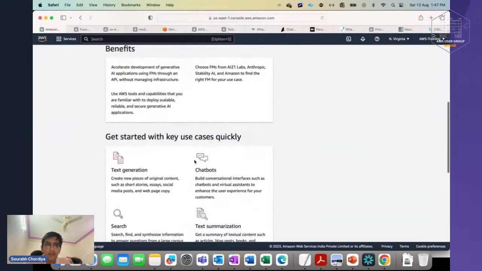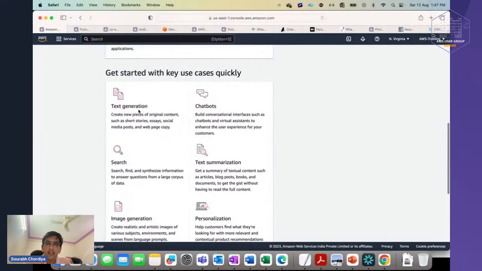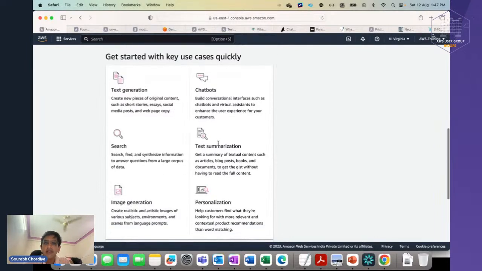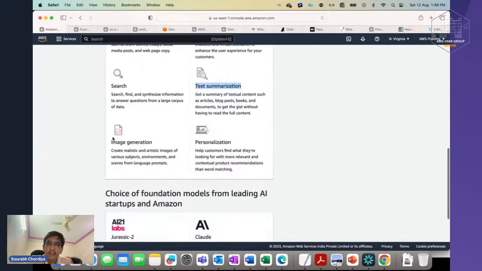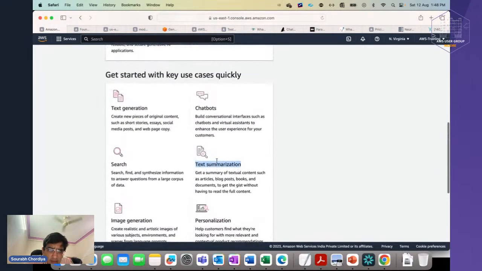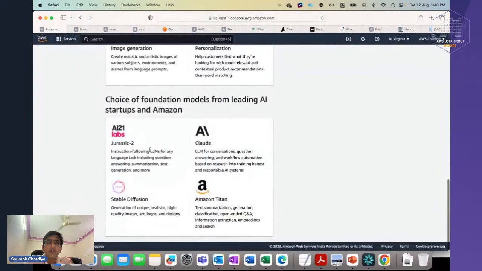You have the capabilities to do text generation, chatbots, searching, and custom question based text summarization. This is a very important use case. You have a lot of content available and you want to just create a summary out of it. Then image generation and personalization. These are the things you can do with Bedrock, and you have all the four providers that I mentioned earlier that can give you a lot of models.